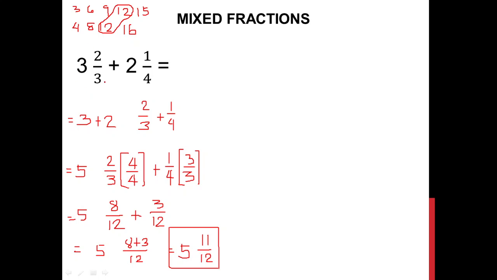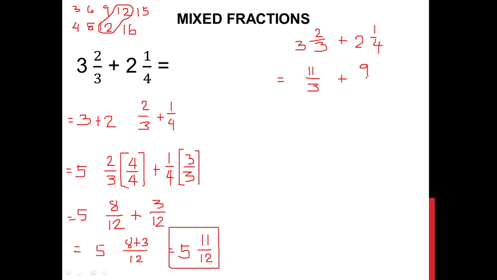Now, let's try to check if we could come up with the same answer if we try to use the transforming to improper fraction. Now, let's go ahead and write it here. That's 3 and 2/3 plus 2 and 1/4. So let's transform this one into an improper fraction.